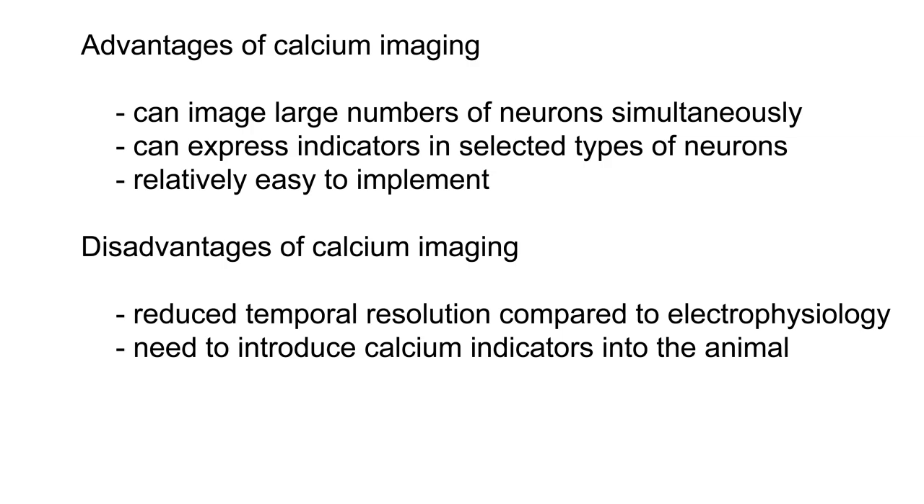However, calcium imaging also has some disadvantages. Most notably, the temporal resolution is much slower than electrophysiology, with the response of the neuron smeared out in time compared to the sharp, discrete spikes obtained in electrical recordings. In addition, using modern genetically encoded calcium indicators requires introducing them into the animal, either through transgenic approaches or through viral expression.